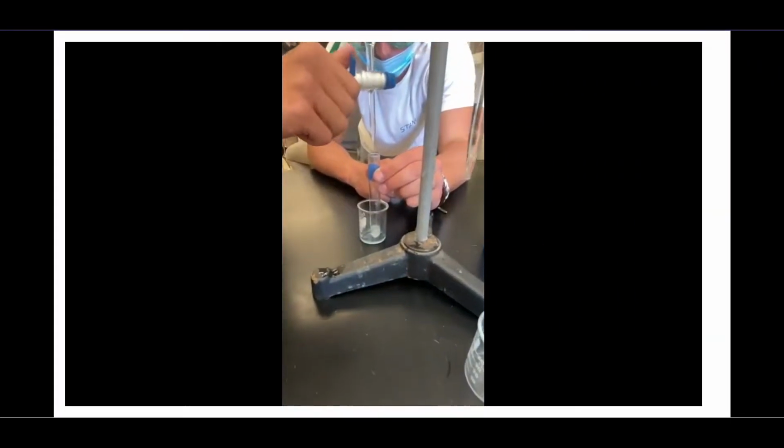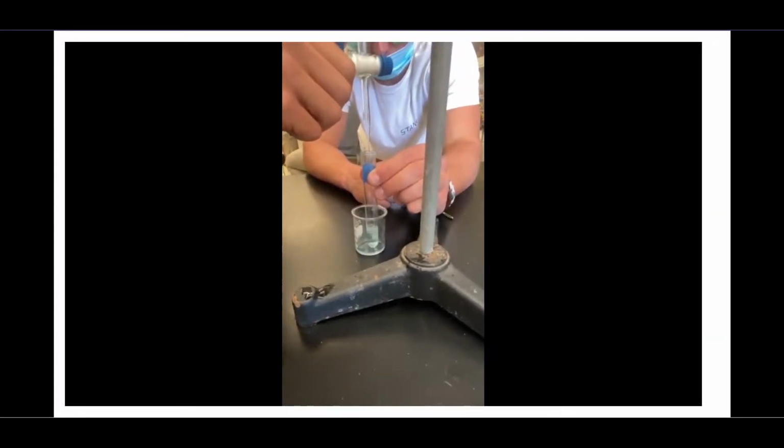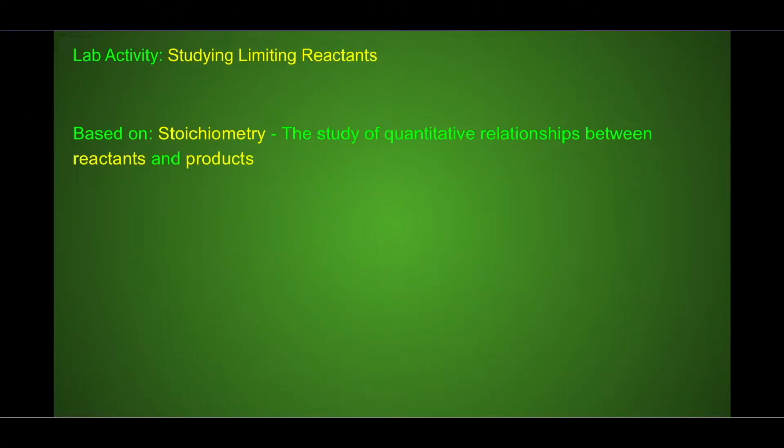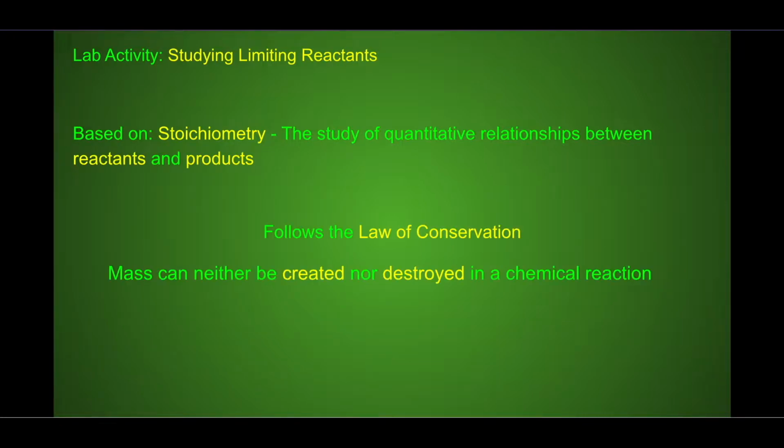Before we get into this lab, it is crucial to understand stoichiometry and a couple other concepts. Stoichiometry is a study of quantitative relationships between reactants and products of a chemical reaction. Stoichiometry follows the law of conservation, which states that no mass is created nor destroyed in a chemical reaction.